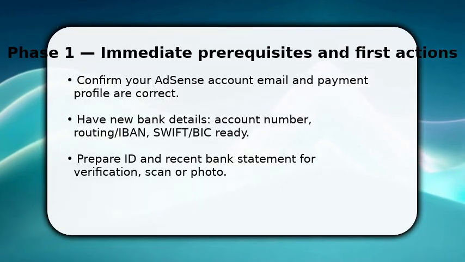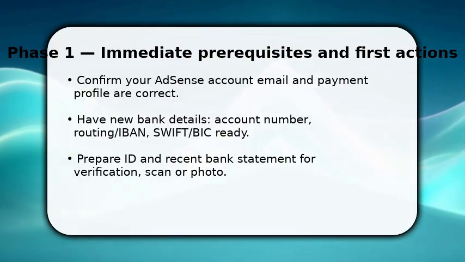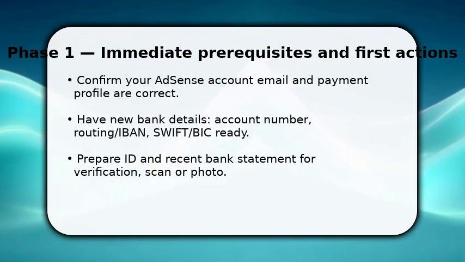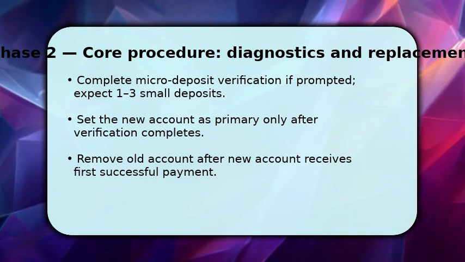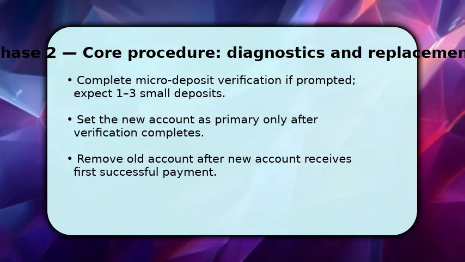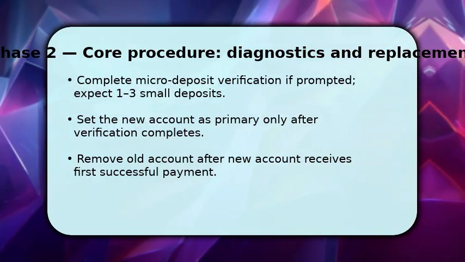Enter the new account number, routing or IBAN and SWIFT if required, then choose whether to set it as primary so future payments go there automatically. Next, verify the bank account. AdSense may send microdeposits, so you must check your bank and enter the exact amounts. This confirms ownership and prevents fraud.